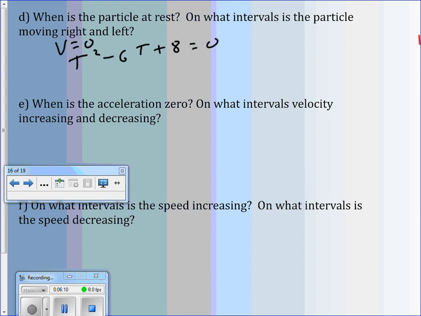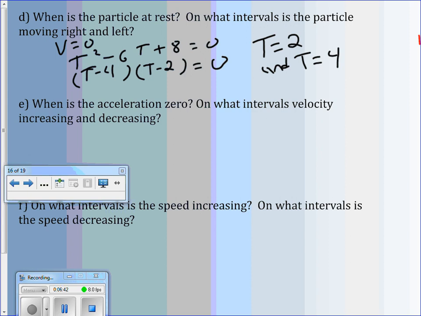Well, when is that 0? Well, I can find the zeros of that. How am I going to find the zeros of that? Factor it. Yeah. We shouldn't need a calculator to factor that. That's an easily factorable binomial. Okay, what are my two factors? Negative 4, negative 2. So when is the particle at rest? At t equals 2 and t equals 4. Those are my two zeros in the velocity function. At those two times, the velocity is equal to 0.